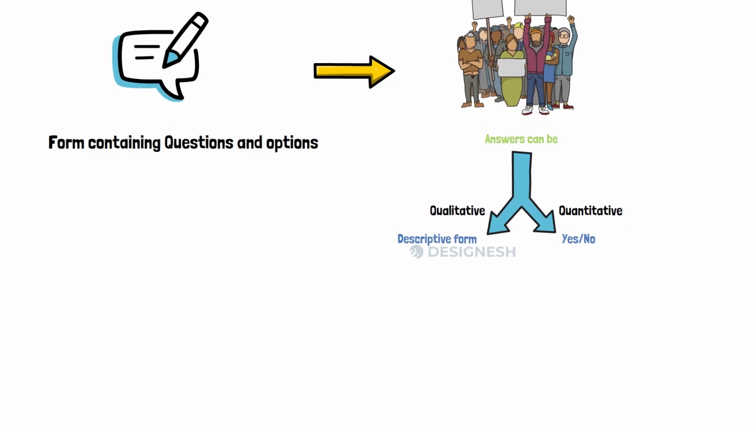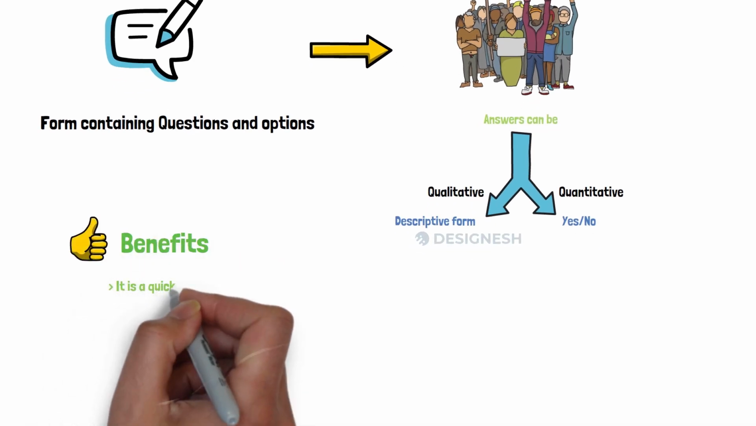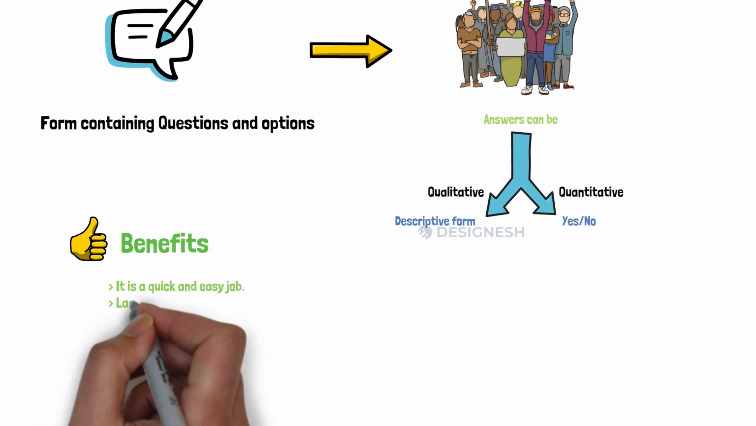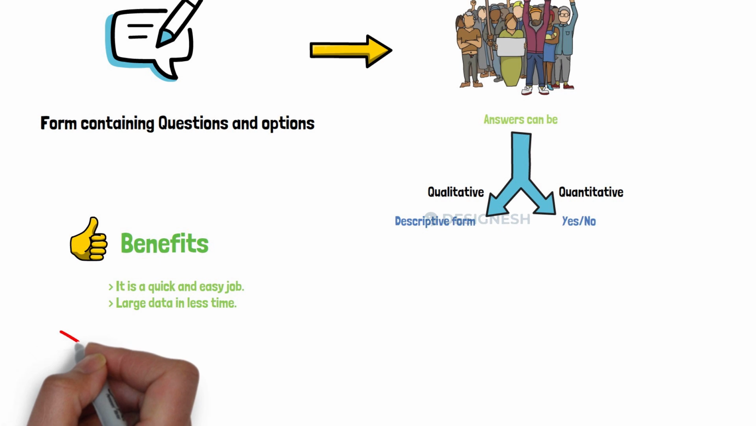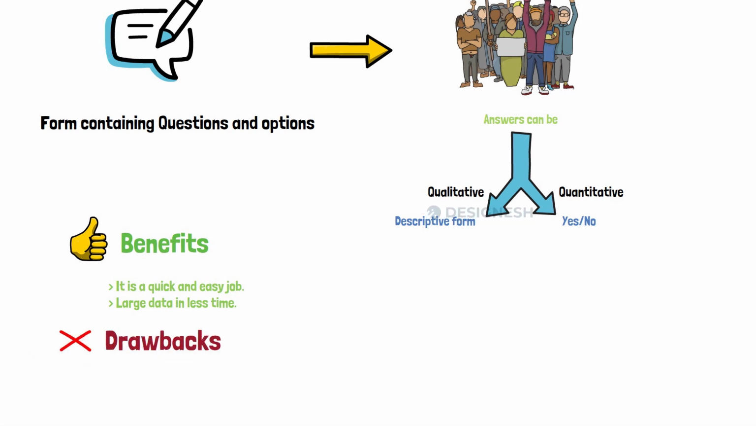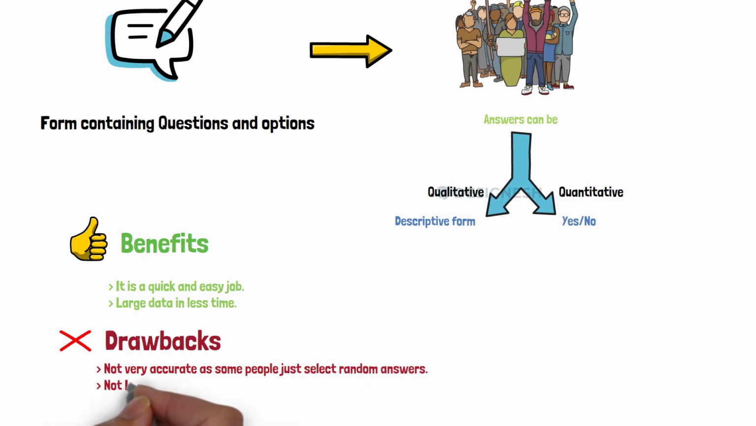There are some advantages and disadvantages of that. Advantages include that a survey is a quick and easy job. You get a large data set in less time. And there are some disadvantages of that, of course. It is not very accurate as some people just select random answers. They might not give attention to it. You might not get detailed data from these surveys. Also, finding a large number of people to get as many answers is really a challenge sometimes.